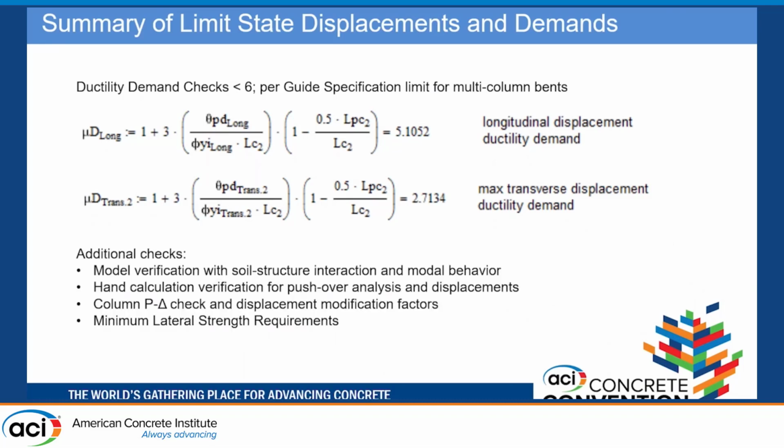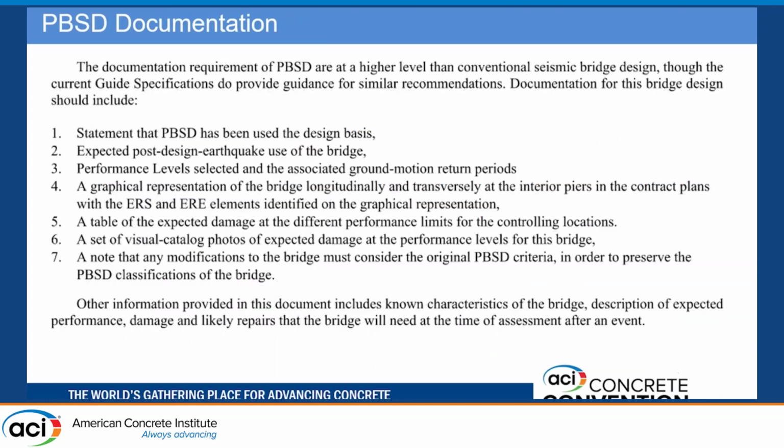But again, I have to reiterate, these are the additional checks. It's really about the model verification to make sure you're doing it right. It's the hand calculations to make sure that the processes that you're checking are good. It's the P-delta effects, the R factors that you need to apply, and then meeting the minimum lateral strength requirements. Now, I did want to talk real quick about the documentation.